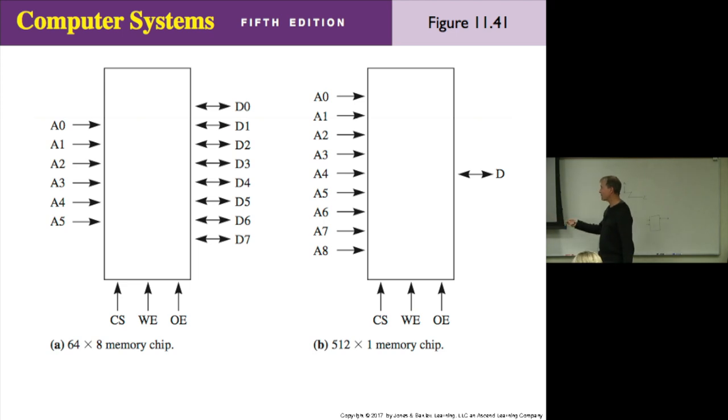But there's another way to put 512 bits in a chip. We could have every bit have an address, and only have one data line.